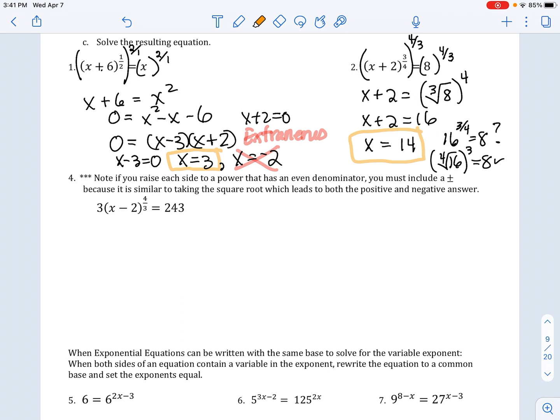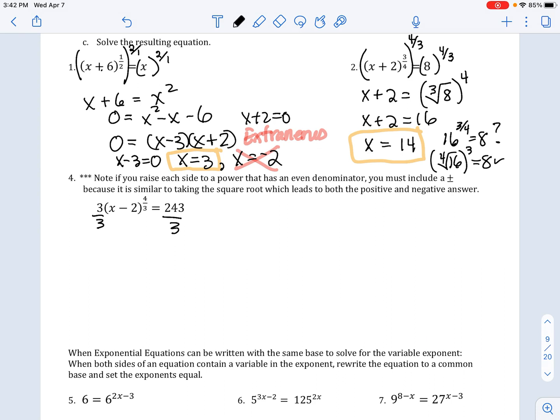All right, number 4. Note, if you raise each side to a power that has an even denominator, you must include a plus or minus when you are solving, because it is similar to taking the square root, which leads to both the positive and negative answer. So let's step this out.